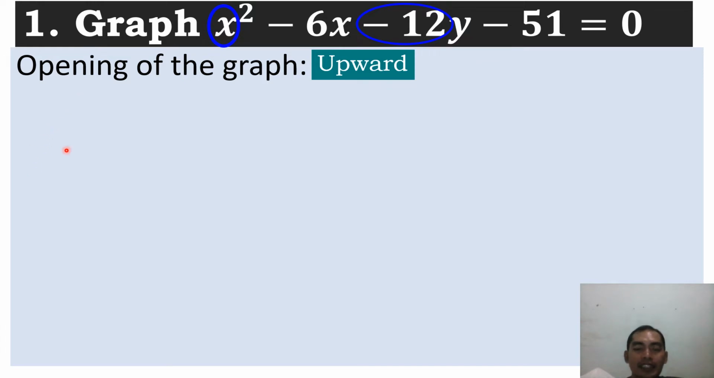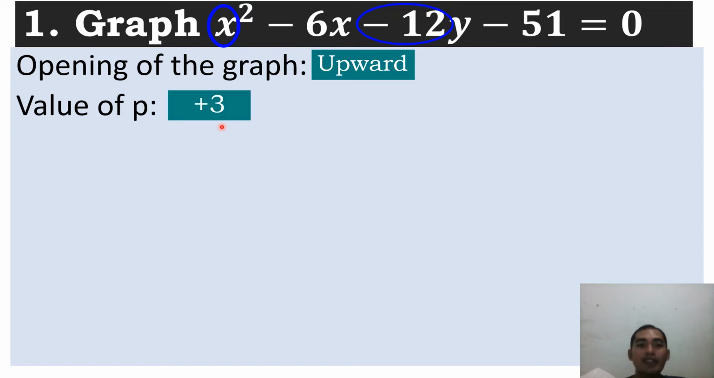Then after that is to get the value of p. Importante ang value ng p. How to get for the value of p? Itong variable na opposite of the leading variable is y. Then the coefficient, including the sign, transpose it to the other side, became positive 12, divided by 4 is positive 3. That's the value of p.